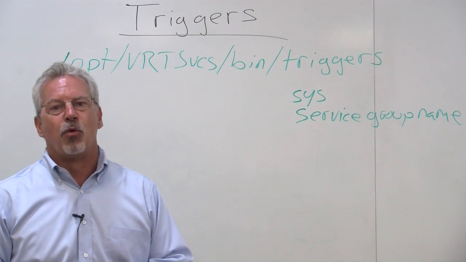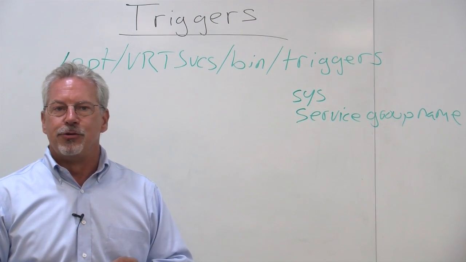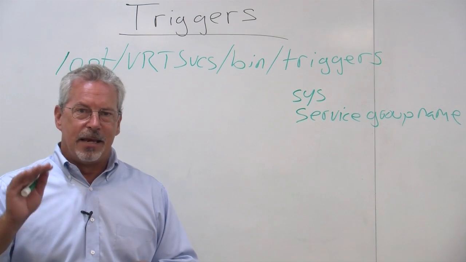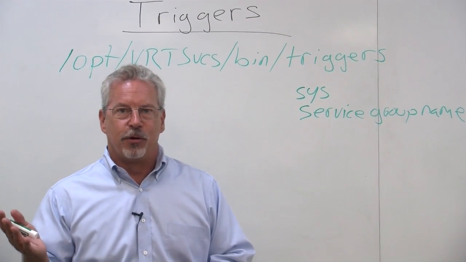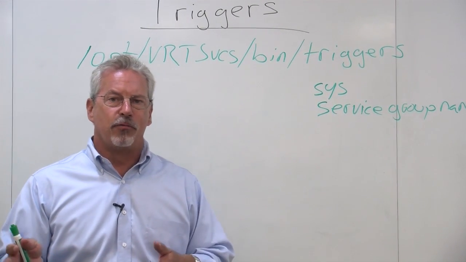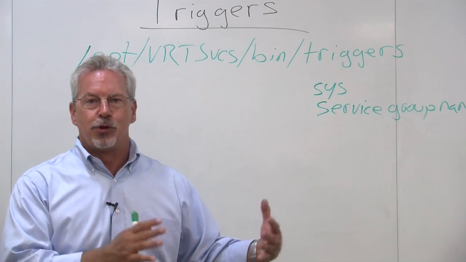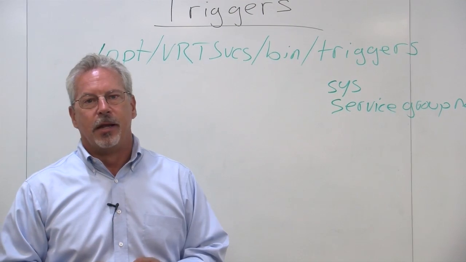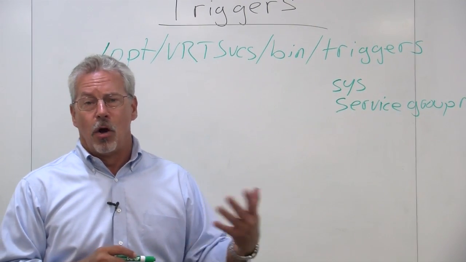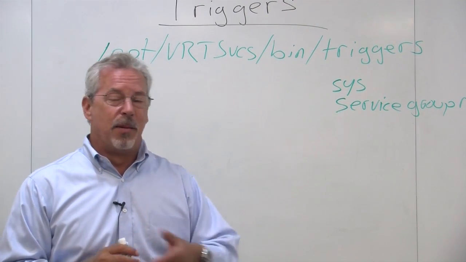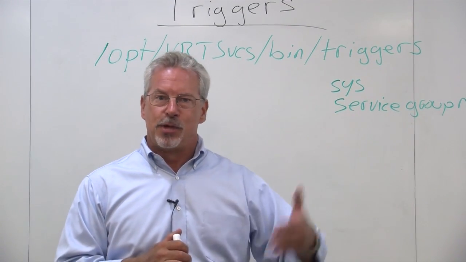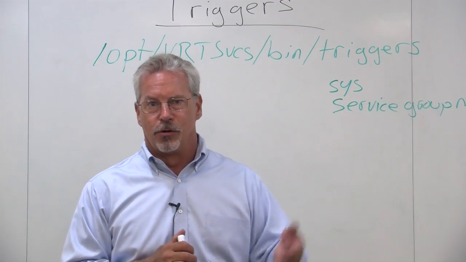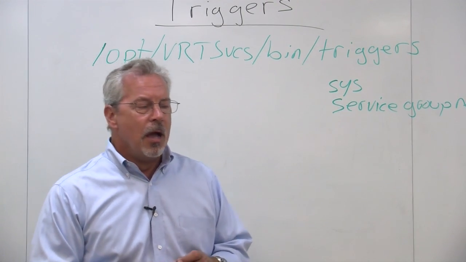The preonline trigger is one of the more useful ones, and that one allows you to take an action prior to bringing a service group online. One good use case for that might be in a disaster recovery configuration where you're bringing service groups online at a remote recovery site. Chances are you already have applications running there, and maybe they might even be test or dev instances of your production apps. You want to take those applications offline prior to bringing your production apps online.